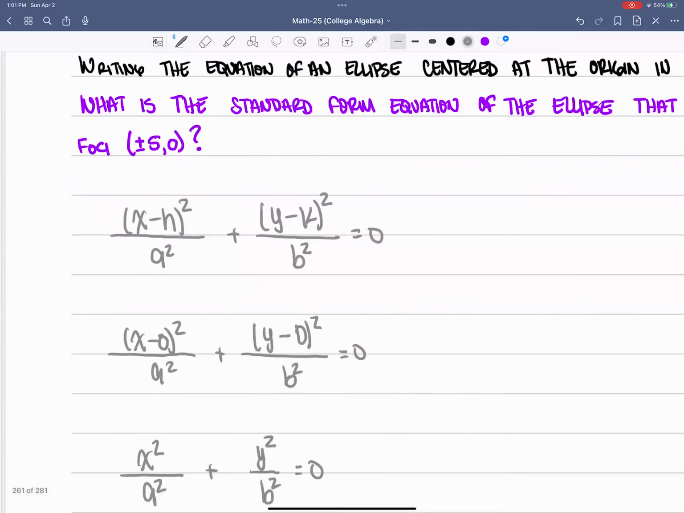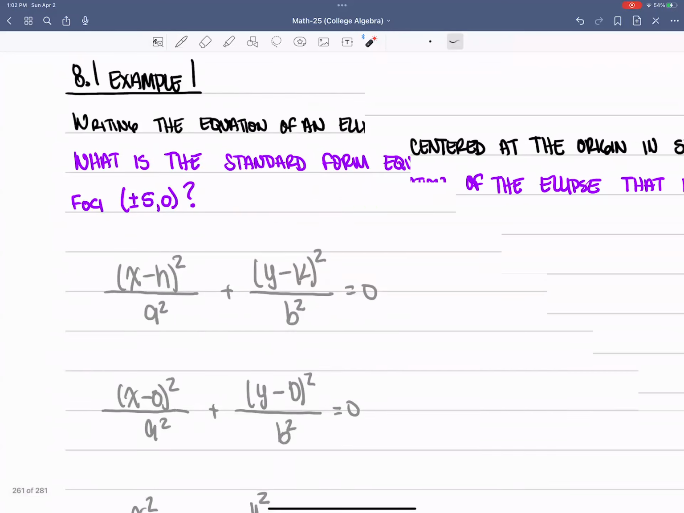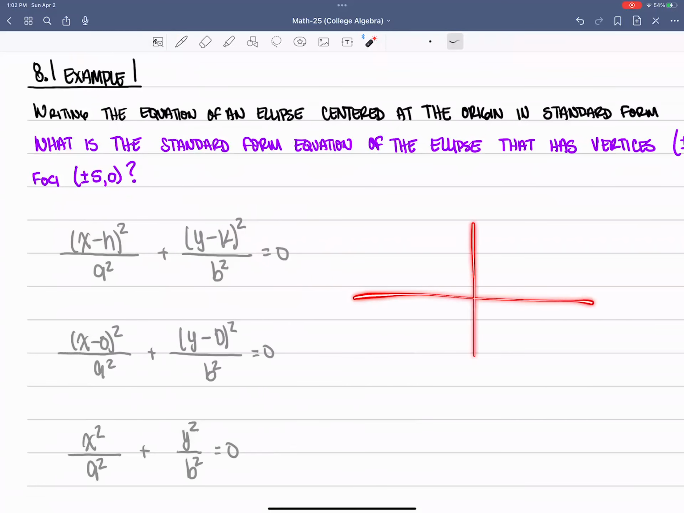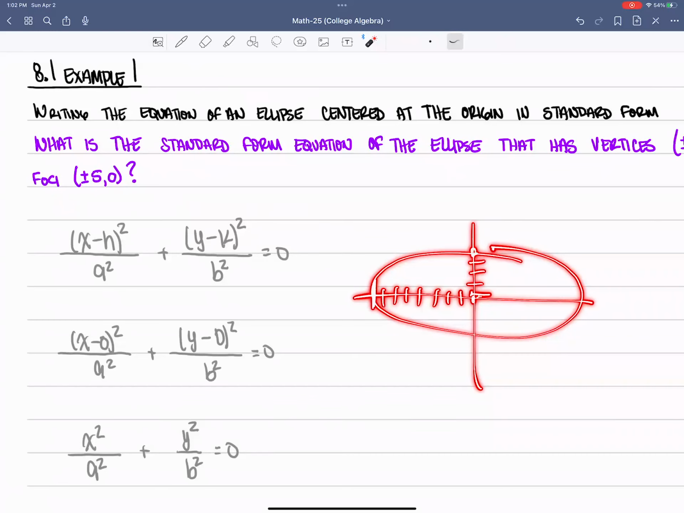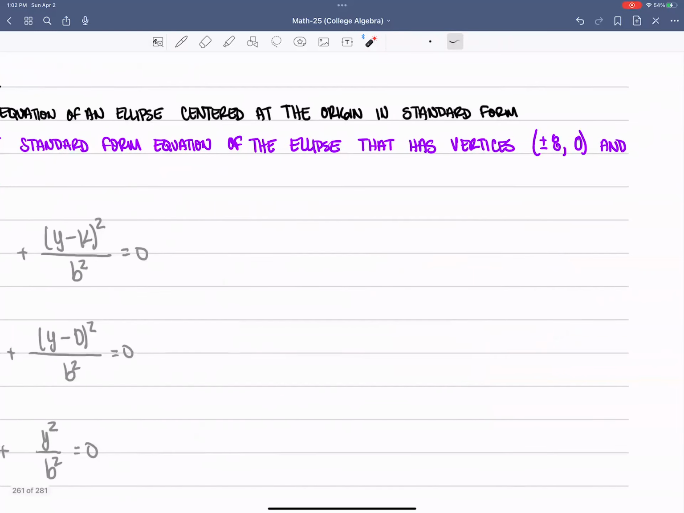And now we could start talking about the vertices. So when we start drawing our ellipses centered at the origin, from the center in the x direction, we go out the square root of a units. And for the y direction, we go the square root of b units. So here, standard form of the equation, vertices and covertices.